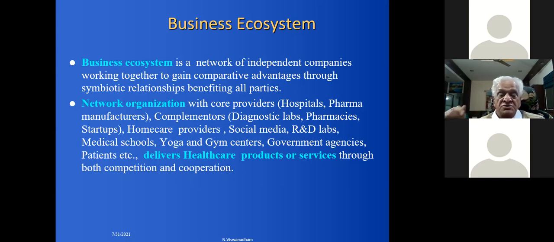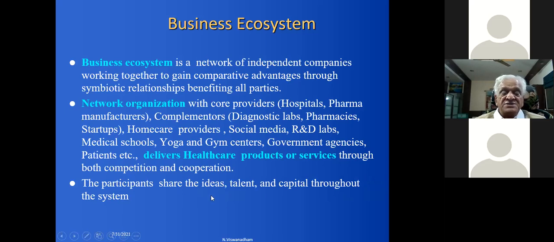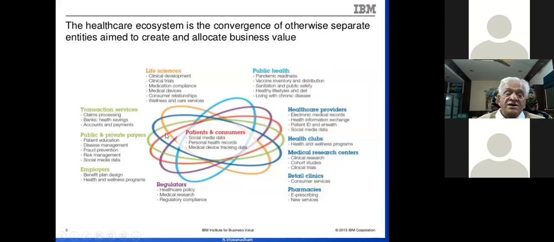This is like Samsung selling through Amazon, through Flipkart, and so on. So it is not necessary to have one platform. And the participants share ideas, talent, and capital throughout the system. This is the business ecosystem, which need not be healthcare only; it is applicable to retail, to manufacturing, and so on. This is a general definition. If you look at the healthcare ecosystem, there are life sciences who develop clinical development, transaction services, claims, and so on, public-private partners and employees, public health, and regulators. Everybody becomes a part of the healthcare ecosystem.